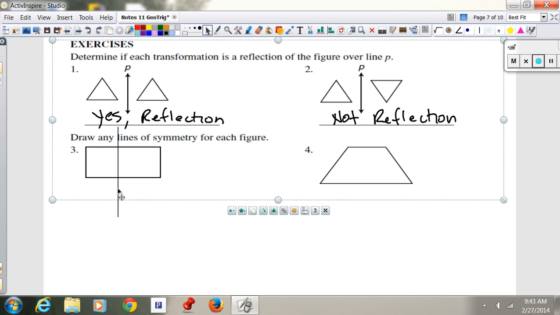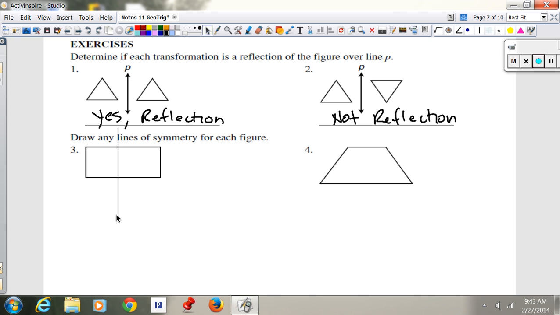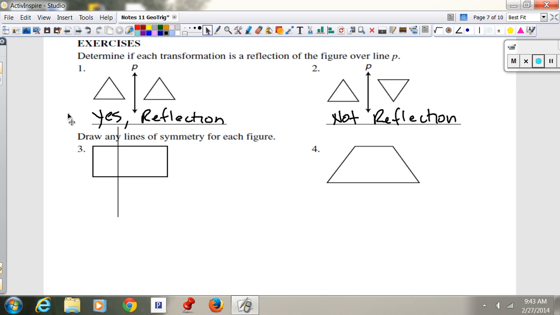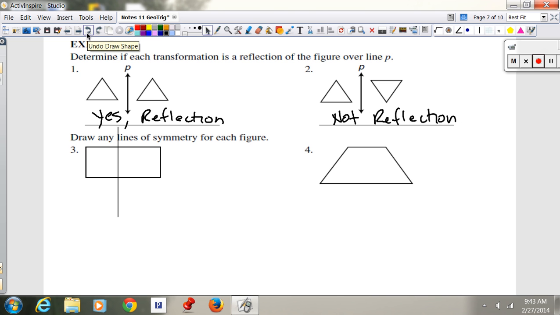Should move that over to the middle. About that. Come on. Move it over. Won't move. There.